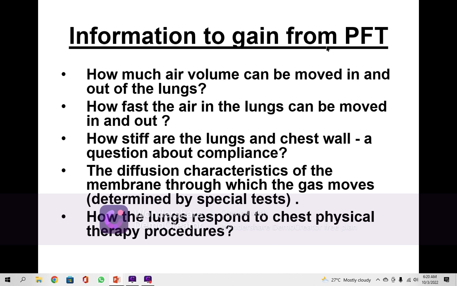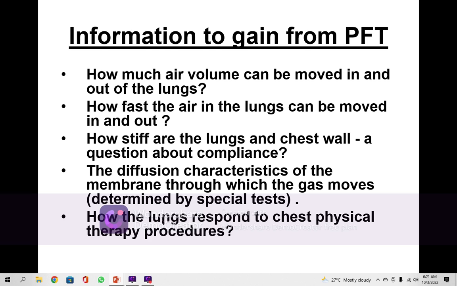Now, the information to gain from the pulmonary function test is how much air is moving in and out, how fast it is, and how stiff the lungs and the chest wall are, because the lungs, the chest wall, all the systems are working, and the reflexes from the diaphragm, such as the Hering reflex, should all be normal. And the diffusion characteristics of the membrane through which the gas moves are determined by a special test, the carbon monoxide test, which is actually not done at our site.